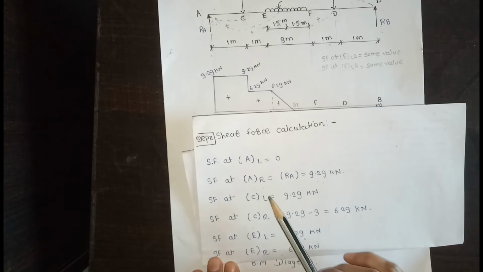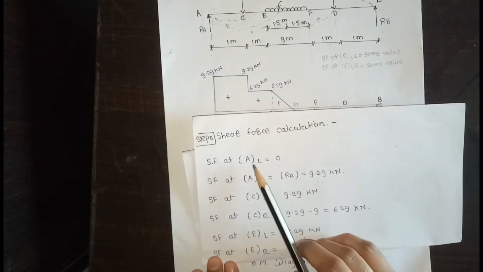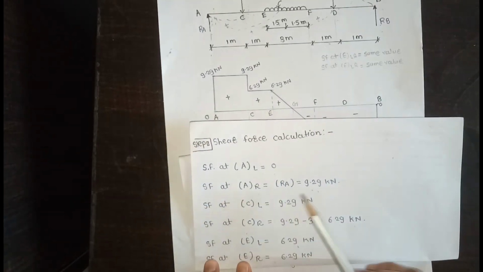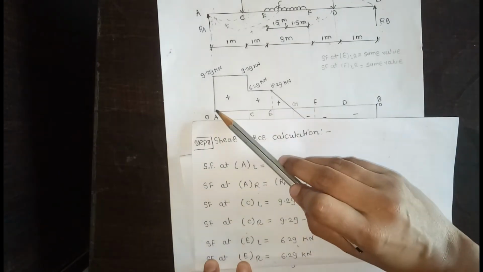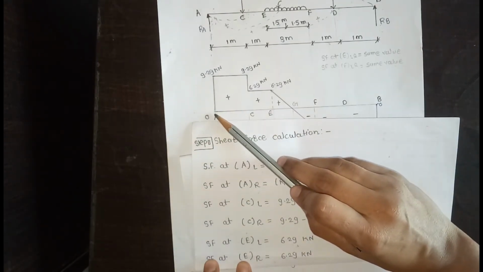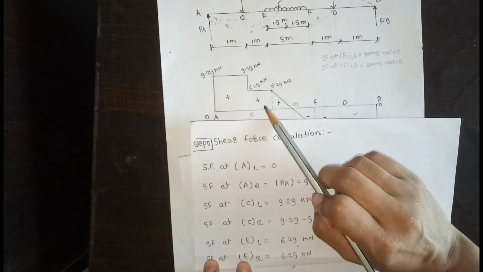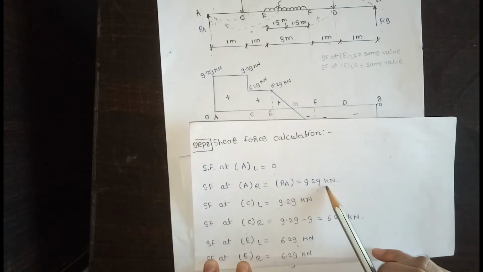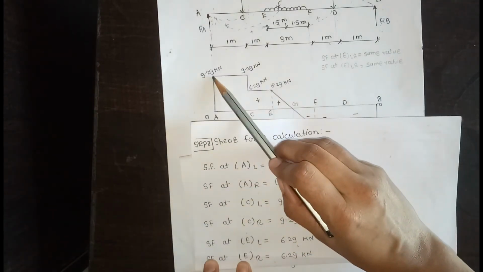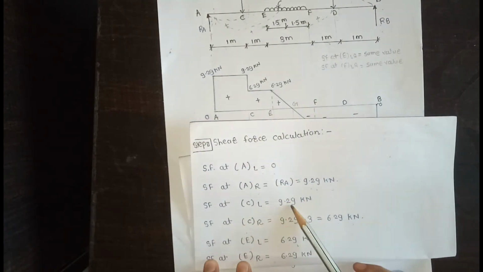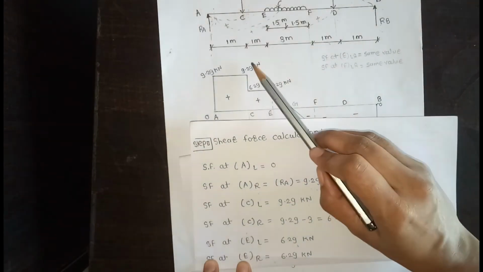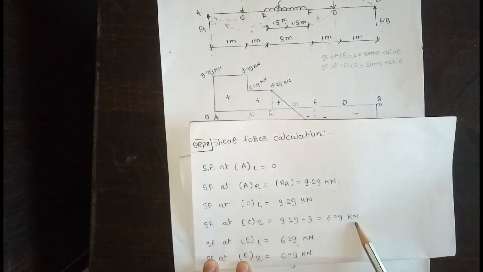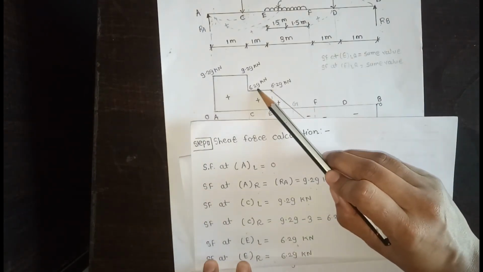Draw the SFD diagram. So what is the first value? Shear force at A left is equal to 0. Then second, A right is 9.29, that is plus. Plus values are located above the baseline and negative values are located below the baseline. So A right is equal to 9.29 kilonewton. Then C left 9.29 kilonewton. Then C right 6.29 kilonewton.